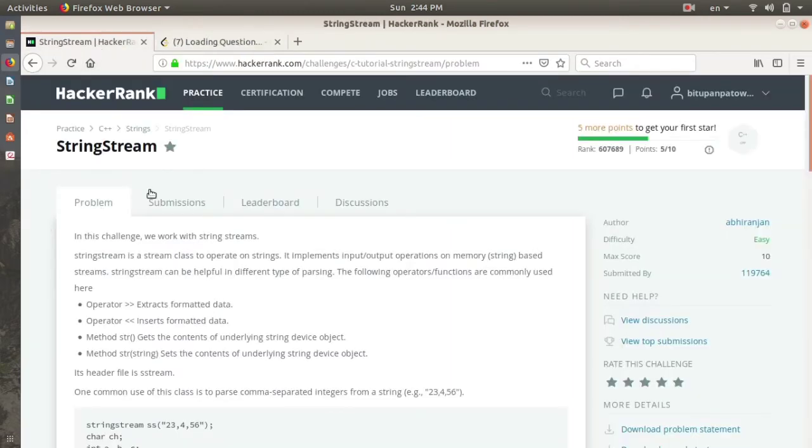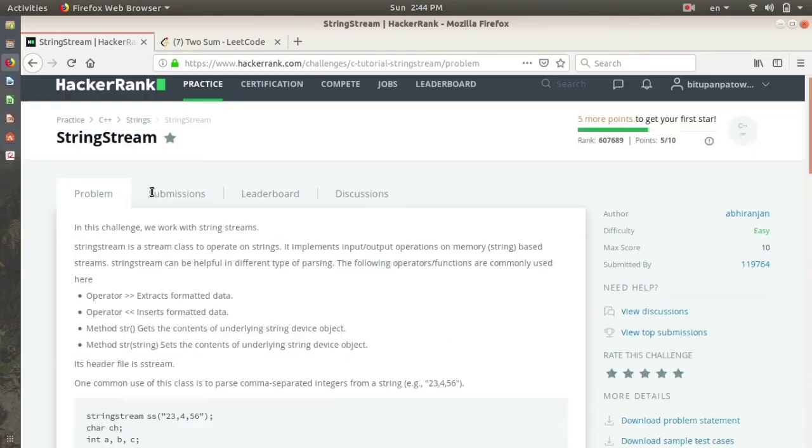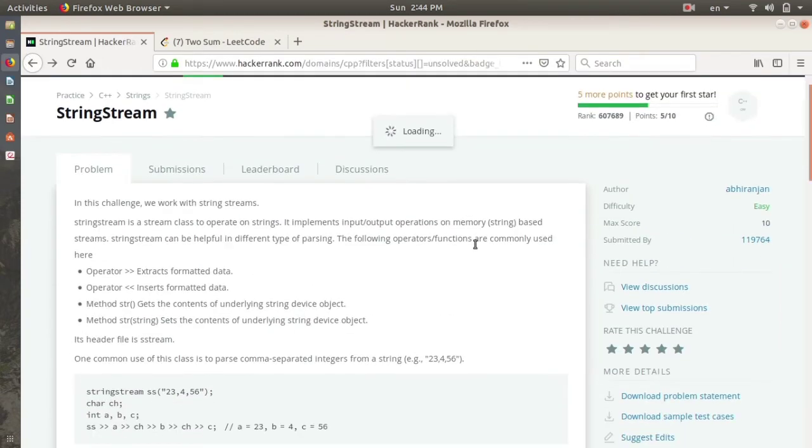Okay, another thing, let's try a different question in HackerRank.